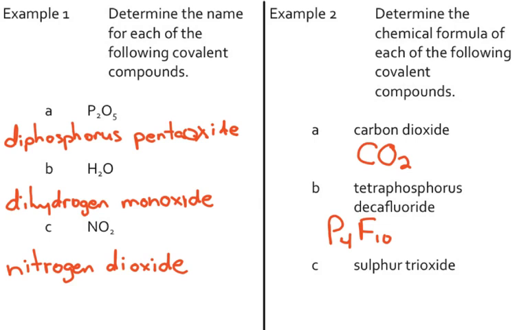And the last one, sulfur trioxide. Again, no prefix on sulfur. It tells us we have one of them, so we have S. Trioxide tells us we have 3 oxygens, so SO3.